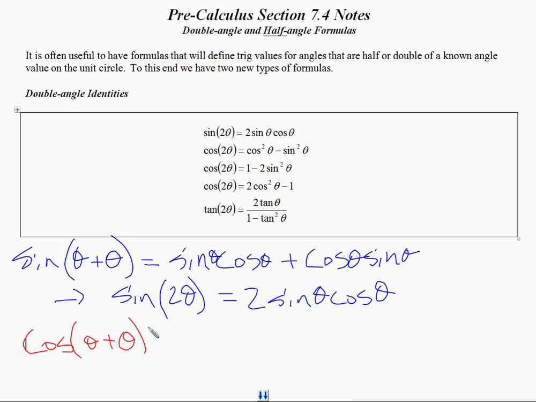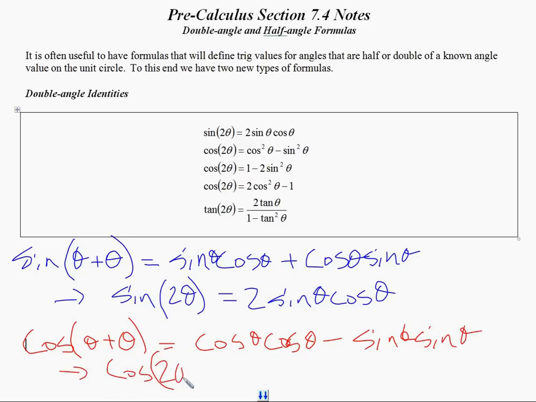Again, of 2 of the same angles, when you add them together, you get cosine theta times cosine theta minus sine theta times sine theta. So this then just becomes the cosine of 2 theta equals cosine squared theta minus sine squared theta.